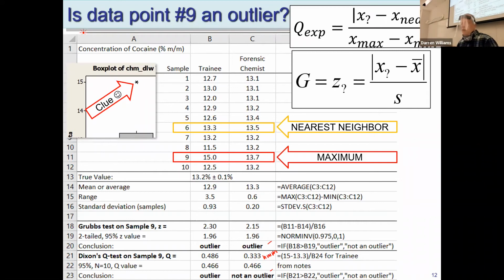But it was an outlier for both tests for the 15 on the trainee. So we need to redo our mean and our standard deviation for all of those trainee data points.